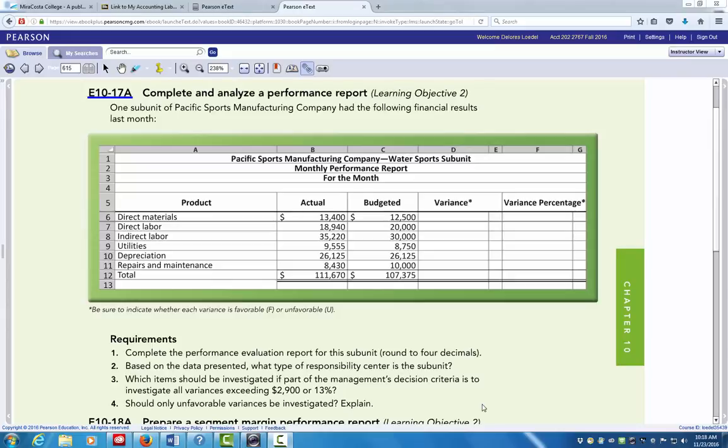The first one up on the screen here for learning objective 2 for your textbook this semester, 4th edition, is going to be exercise 10-17A. For future classes with a different edition, it may be another related problem, which would be similar, but you can look through the question here, the problem here, and then I'm going to go through the solution. So pause your video here and read through all of the information that's given, as well as the 4 requirements.